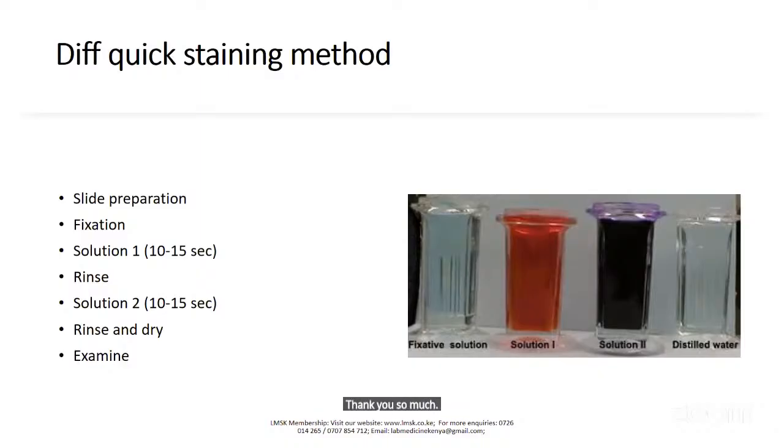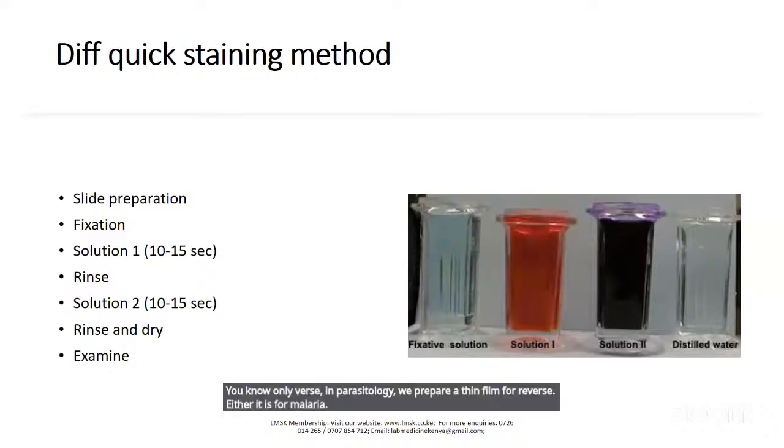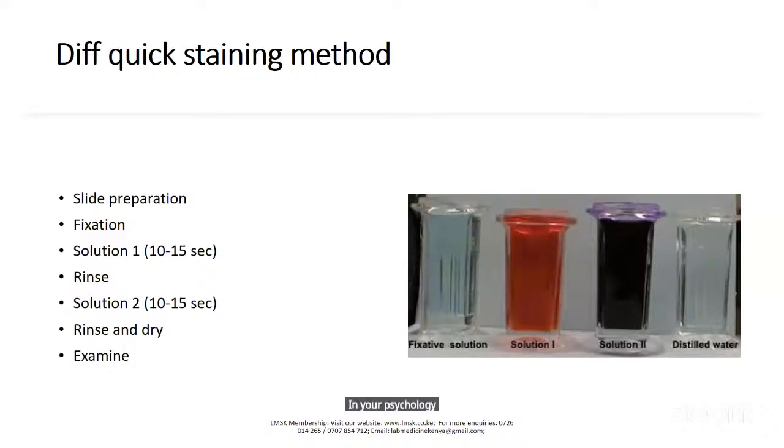My question is on Quick Diff. In parasitology, we prepare a thin film for Romanowsky staining, either for malaria. In your cytology and the Romanowsky, do you make a thin film or a thick film? Or how do you prepare it?